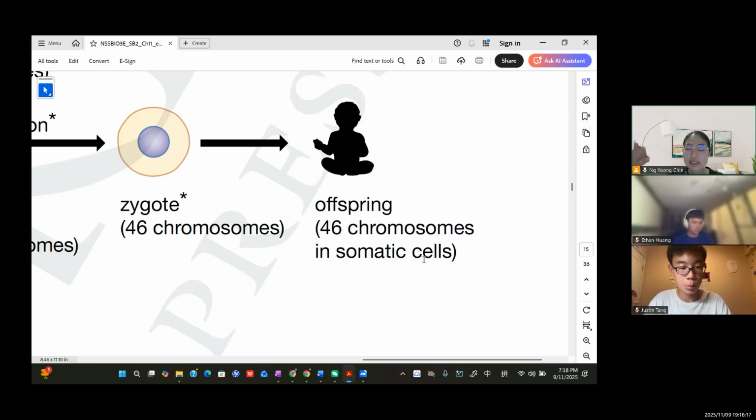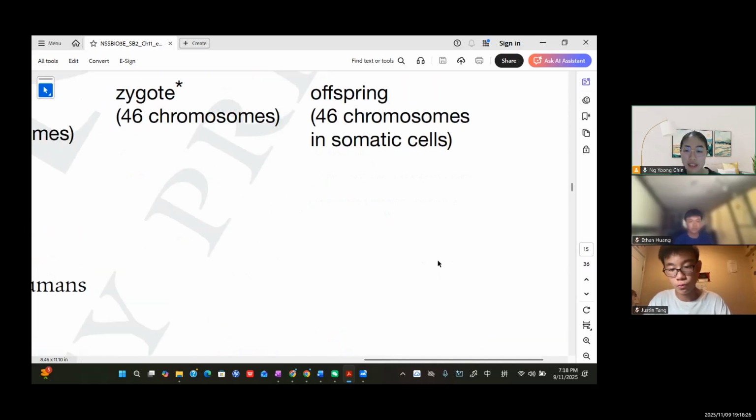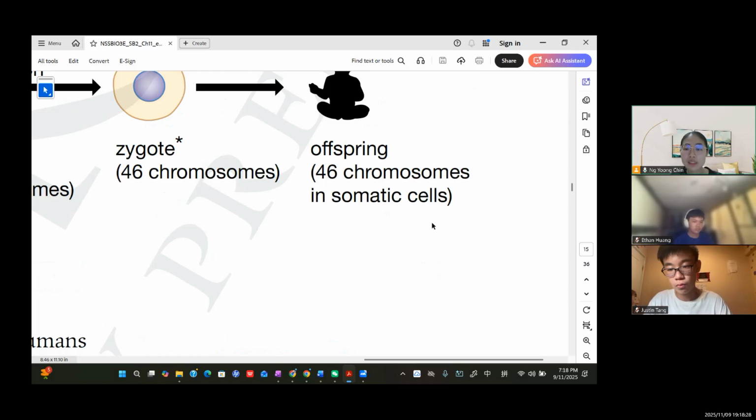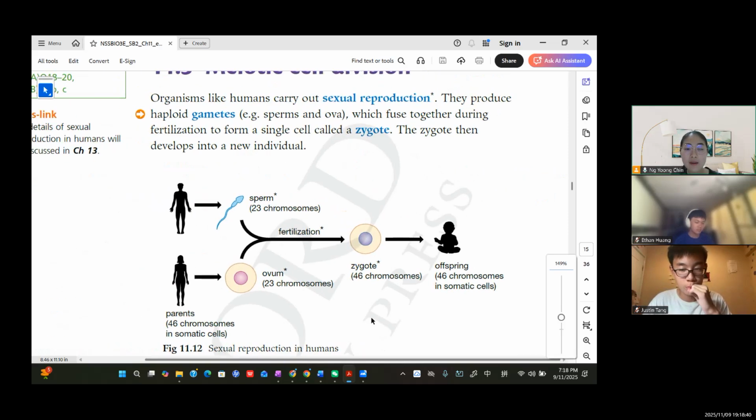Okay, actually, this is also proven by the scientists. Okay, because they really studied the number of chromosomes inside every human body cell. Yeah, so they found out it's 46 chromosomes, except the gametes, which have only 23 chromosomes. Yeah. So this is meiosis.